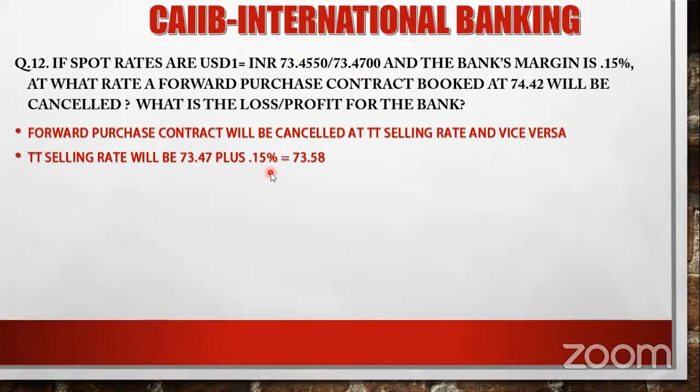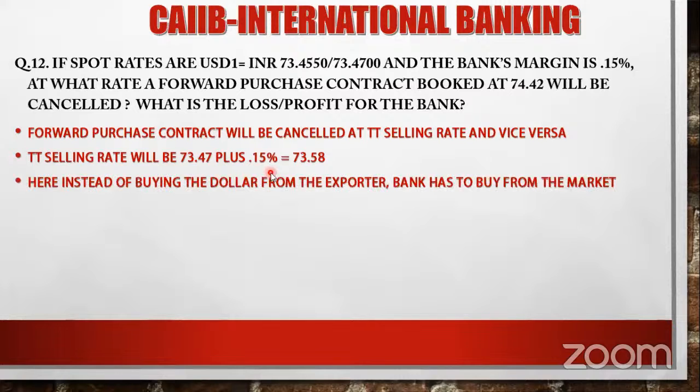Understood? Now you have to apply logically. You have booked a contract at 74.42. Here only people are making mistakes. Now it's a purchase contract. We have agreed to buy from the exporter customer at this rate. He's an exporter customer, so that is a purchase contract.